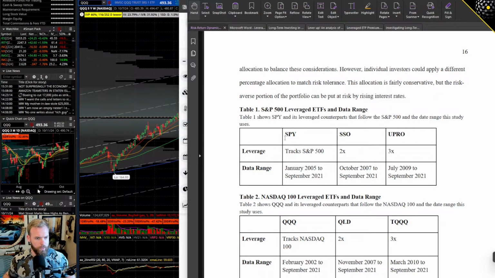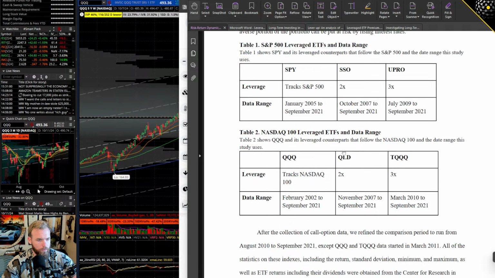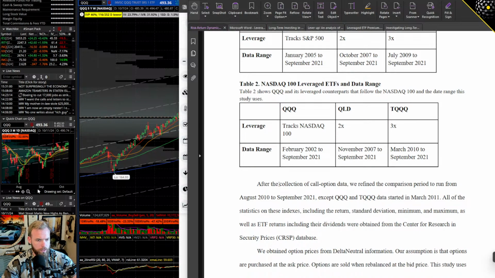Where's the data from? They probably wouldn't have went across that in the methodology. I probably just didn't see it. Yeah, okay. NASDAQ from 07-10. Refine the comparison period. So they're looking from 2010 to 21.